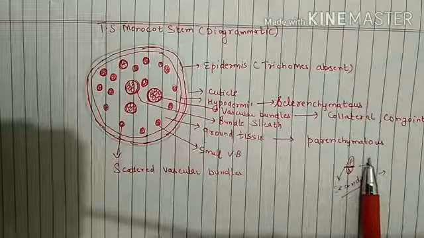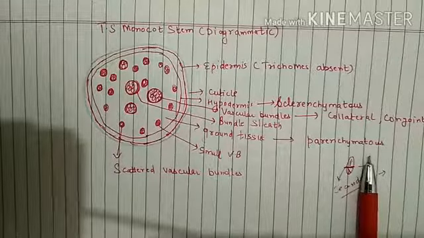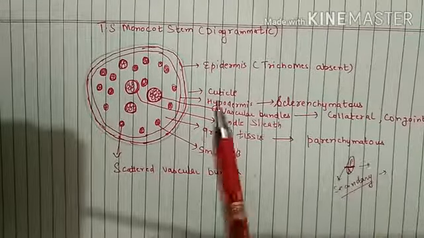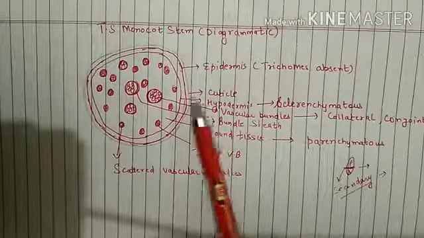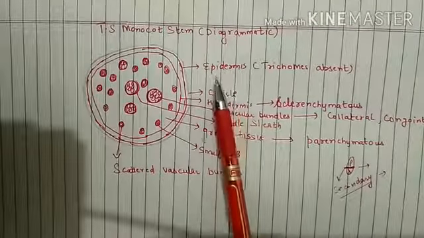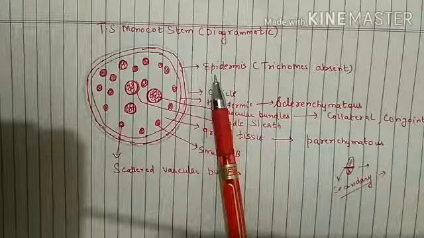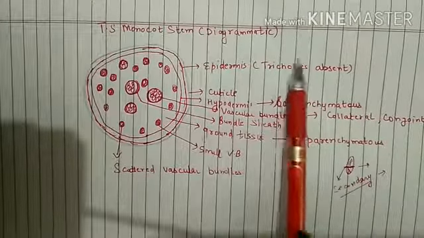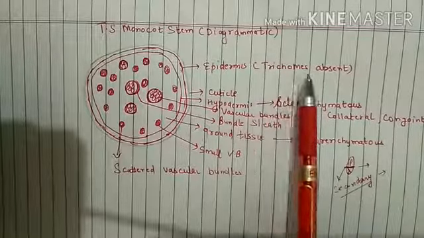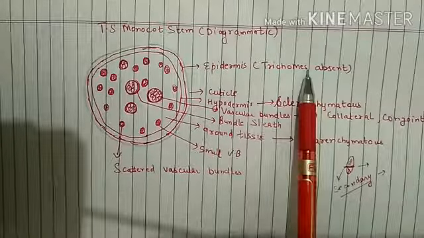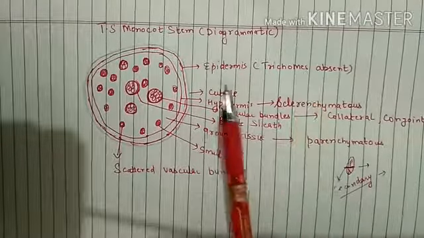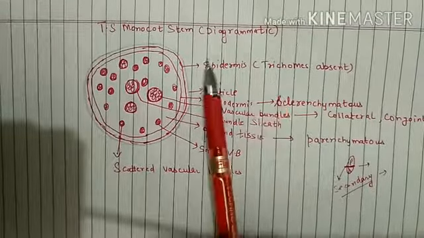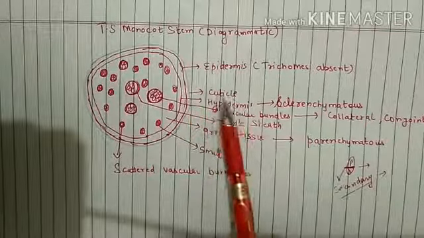So these are the major important things you need to remember in the transverse section of monocot stem. Let us revise again. Here in the monocot stem, the epidermis, which is the outermost layer, does not give rise to trichomes, meaning trichomes are absent. However, in the dicot stem trichomes were present. Then this epidermis is covered with the cuticle.